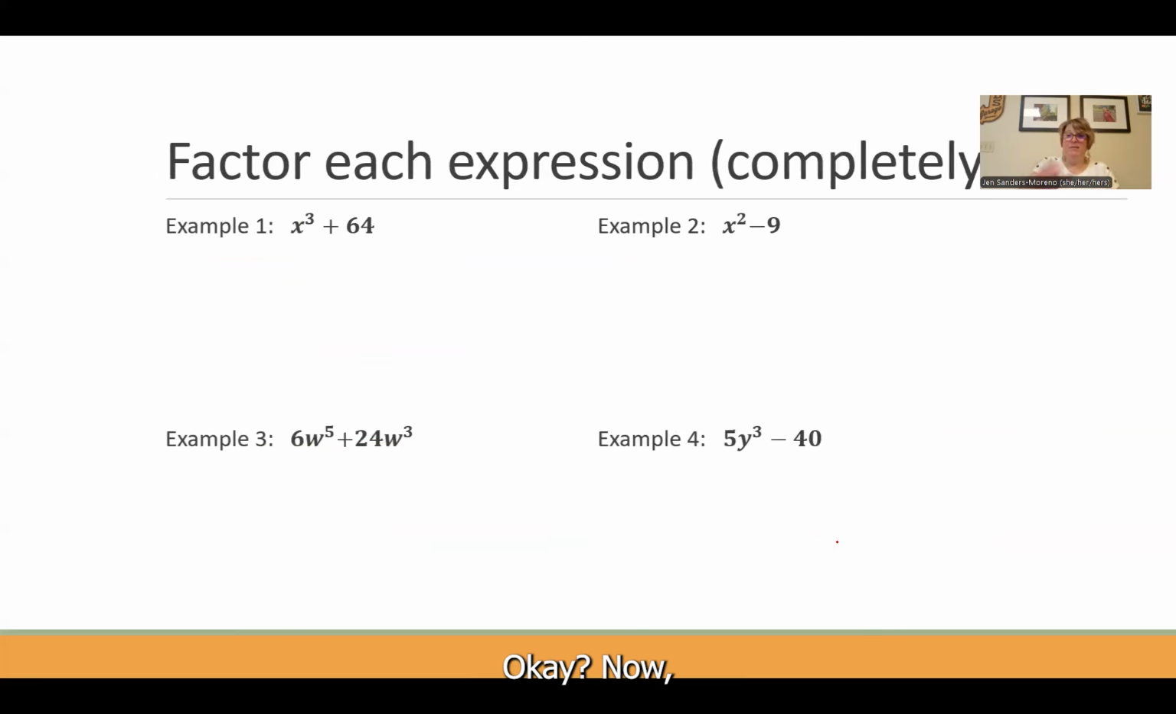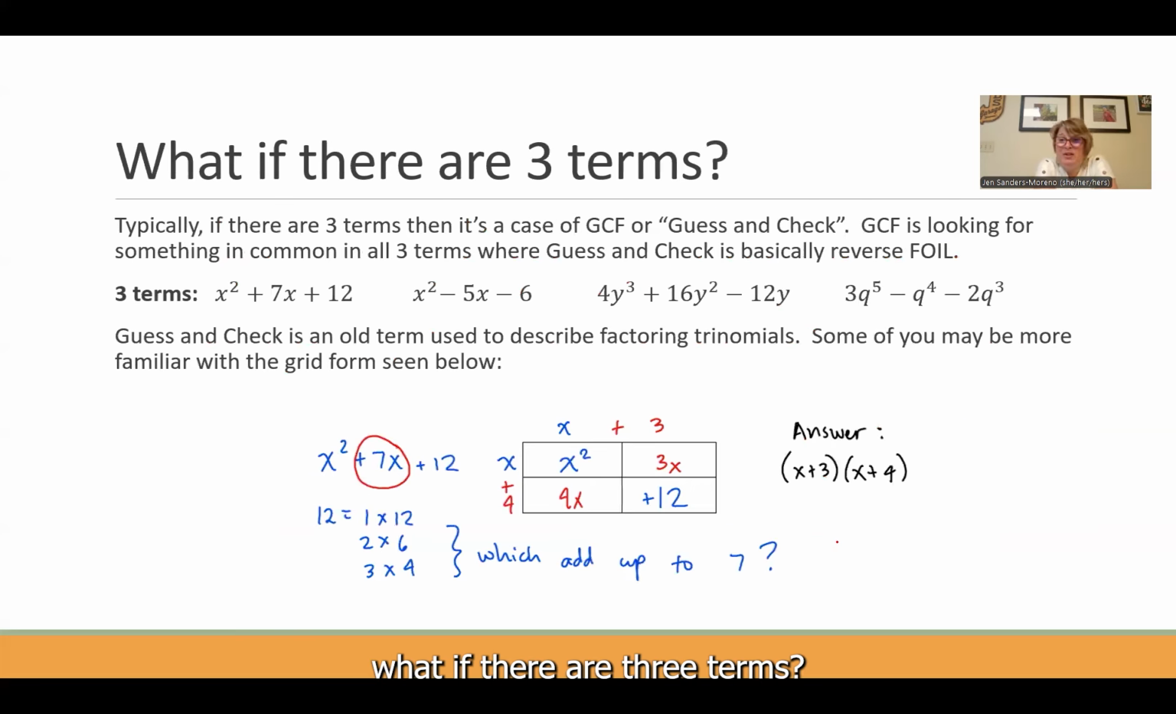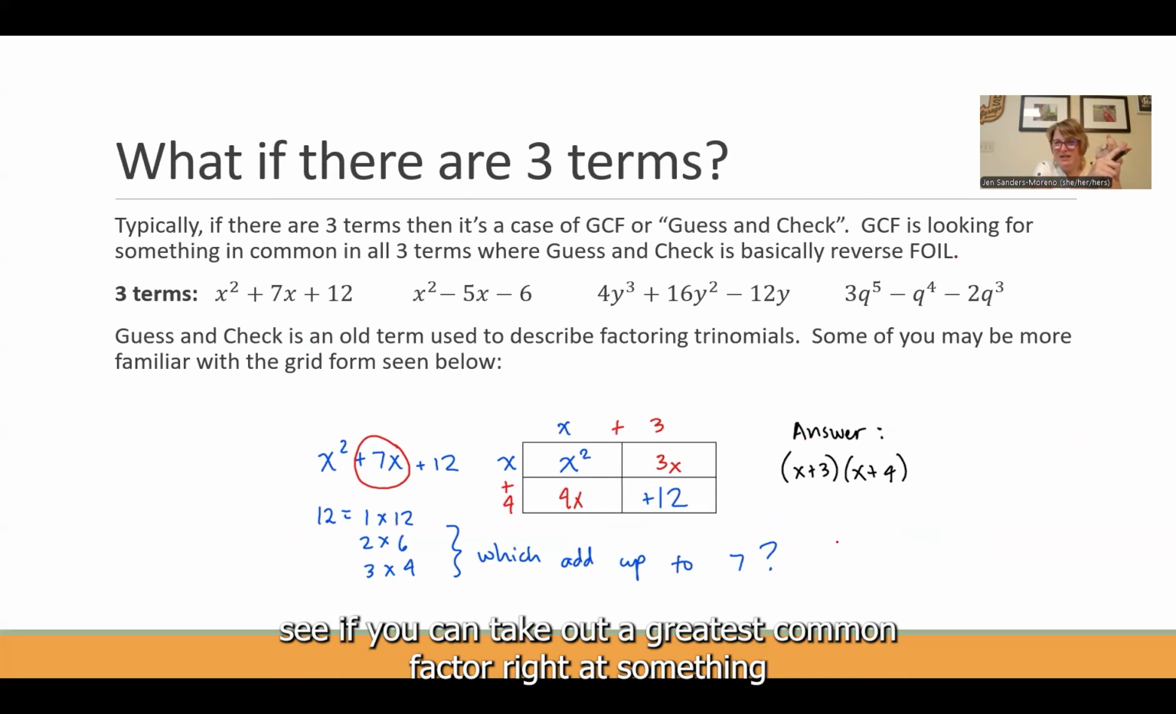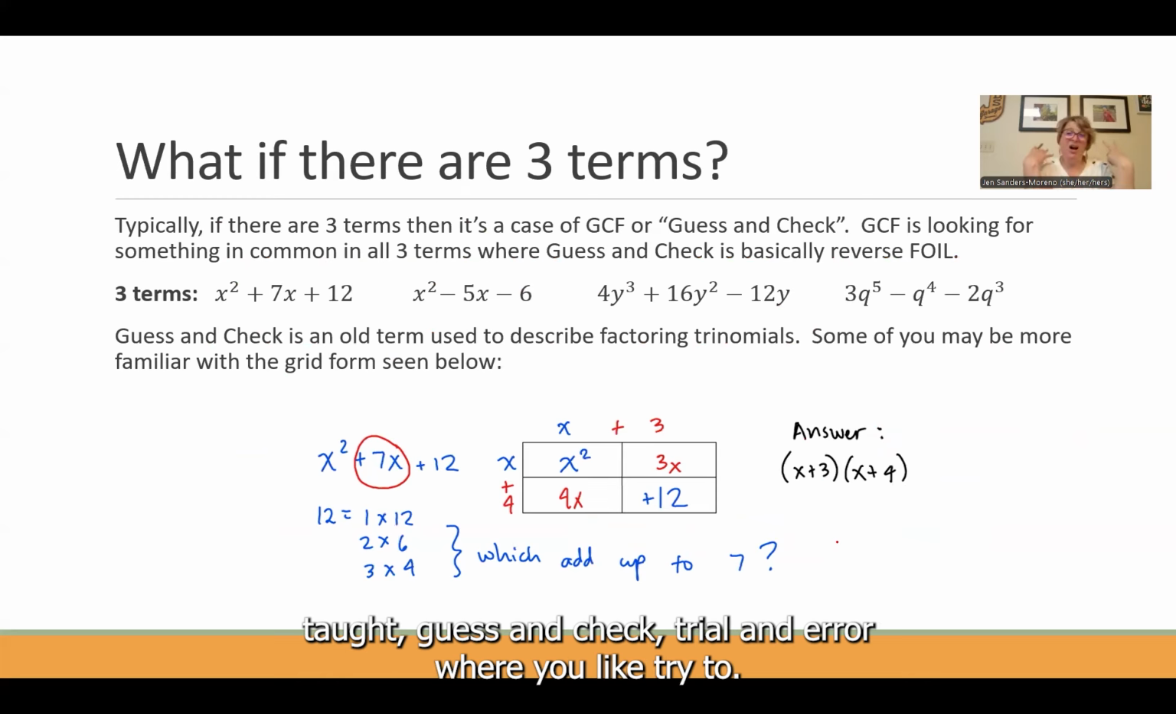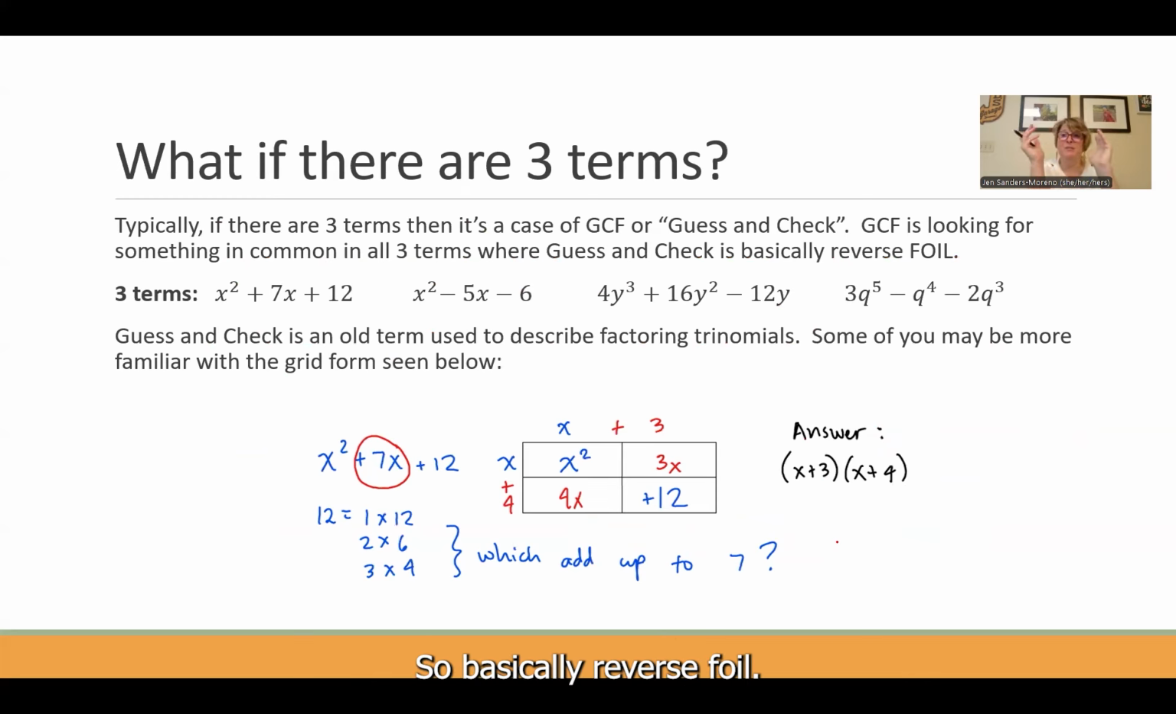Okay, now, what if there are 3 terms? Good question. Typically, if there are 3 terms, the first thing I'm going to do is see if you can take out a greatest common factor, right? Something in common in everything. Or start doing what I was taught, guess and check, trial and error, where you basically try to reverse FOIL.